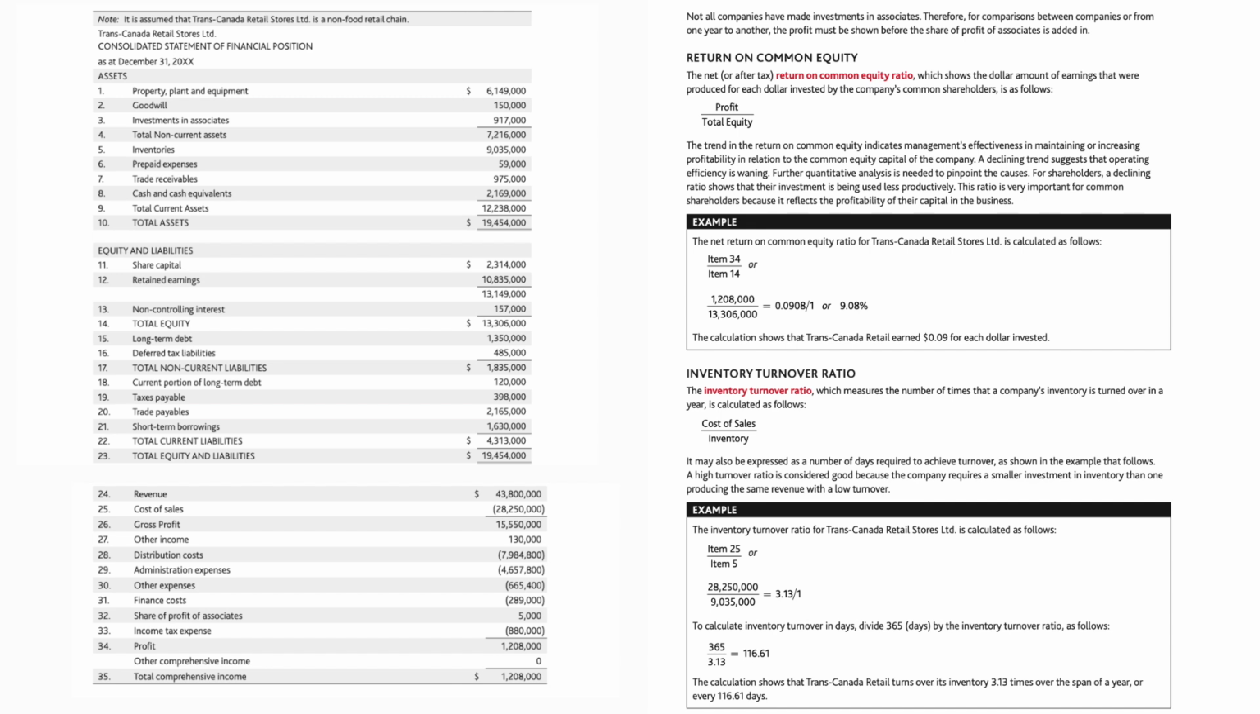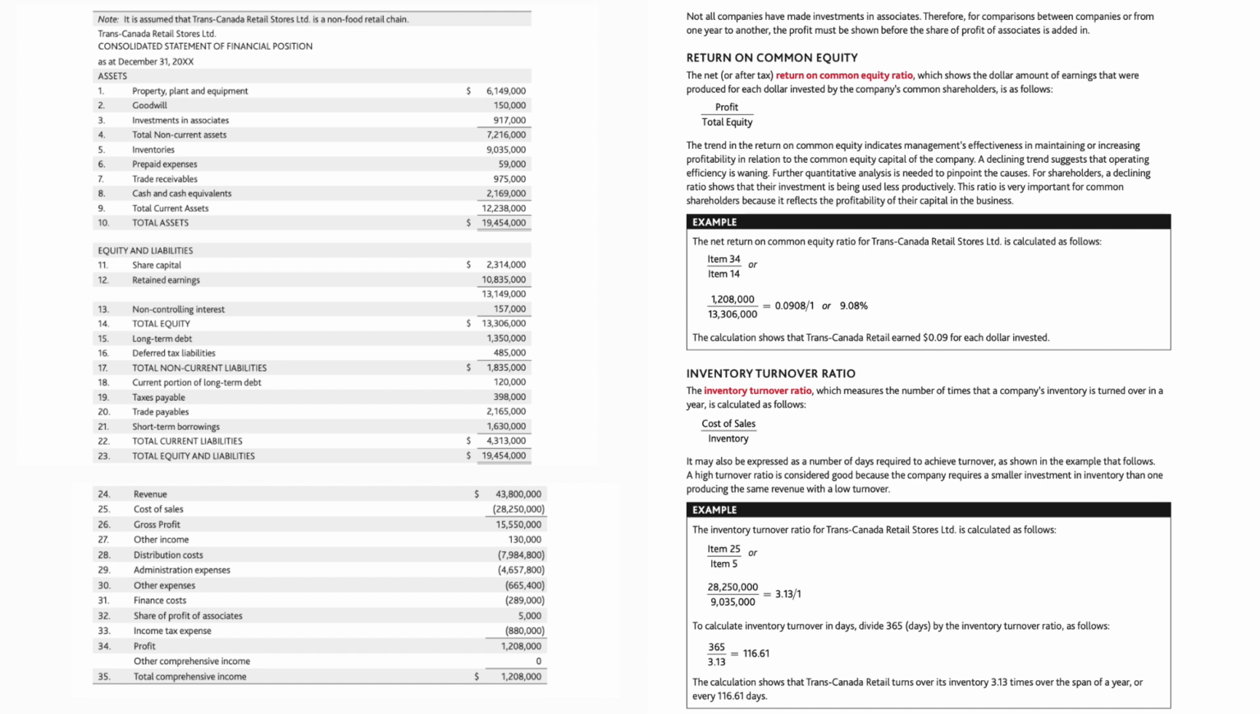Inventory turnover ratio. The inventory turnover ratio, which measures the number of times that a company's inventory is turned over in a year, is calculated as follows. Cost of sales divided by inventory. It may also be expressed as a number of days required to achieve turnover, as shown in the example that follows. A high turnover ratio is considered good because the company requires a smaller investment in inventory than one producing the same revenue with a low turnover.